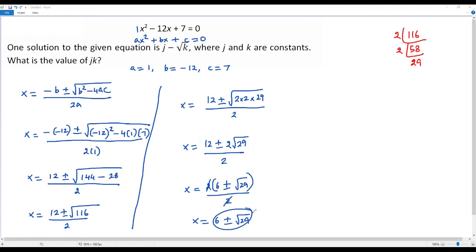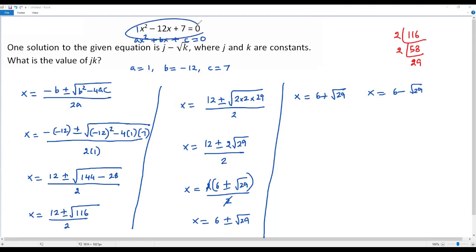Now we can split this into two parts, one part for the positive sign and the other part for the negative sign. That is, we get x equals 6 plus square root of 29 and x equals 6 minus square root of 29. Okay, so I solved the given quadratic equation using the quadratic formula. I got two solutions over here, and already we have one solution, j minus square root of k. So when I consider the two solutions, this one, 6 minus square root of 29, is exactly in this form, j minus square root of k.